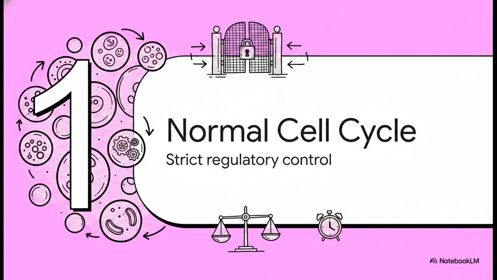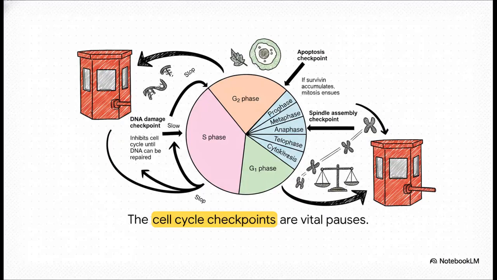Section 1. The normal cell cycle. Now, before we can really grasp how the system breaks down, we absolutely have to appreciate the strict regulatory controls that keep our cells behaving day in and day out. Think of the cell cycle checkpoints as these highly secure, non-negotiable toll booths. Considering your body replaces billions of cells every single day, these pauses are literally a matter of life and death.